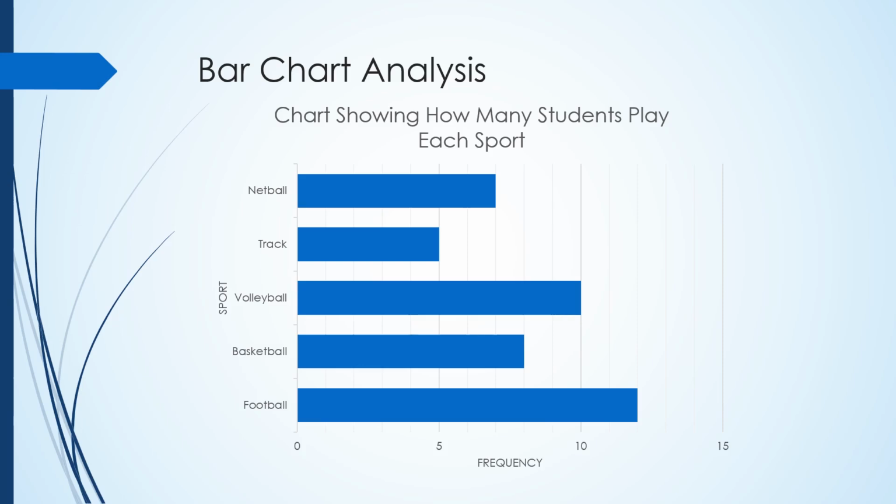The median is found by arranging the frequencies in ascending order: 5, 7, 8, 10, 12. The middle value is 8, indicating that half of the sports have 8 or fewer students, while the other half have 8 or more. Looking at patterns and trends, we can observe that football is the most popular sport, while track has the fewest participants. Volleyball also has a relatively high number of participants, second only to football. This bar chart allows us to easily compare participation across sports, highlighting the most and least popular activities.